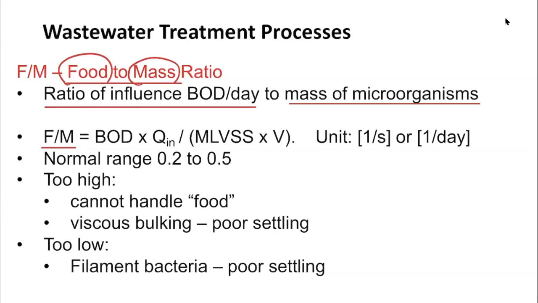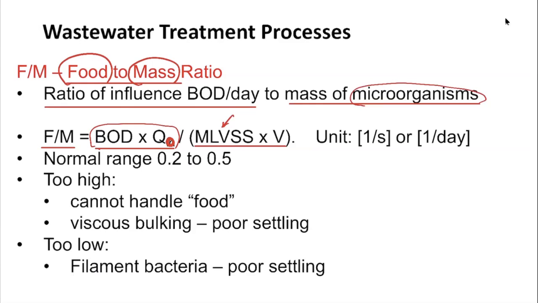So the food to mass ratio is calculated by the BOD concentration multiplied by the Q in, let's say the Q0, which is basically the flow rate of the wastewater coming out of the primary clarifier. Okay, so this is the influent BOD, and this is basically the food, right? And the mass of the microorganisms is the MLVSS multiplied by the volume, because we're specifically talking about the microorganisms, right? So those are going to be the volatile or the bacteria mass only.